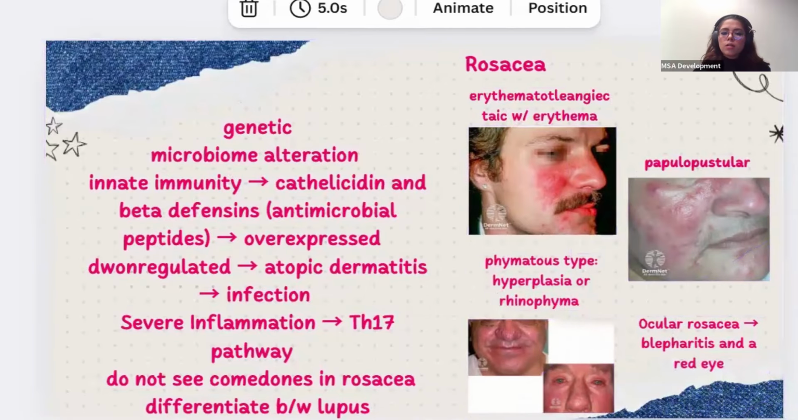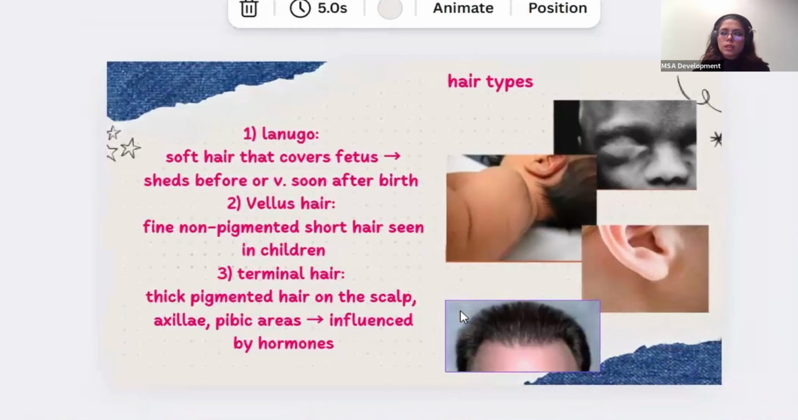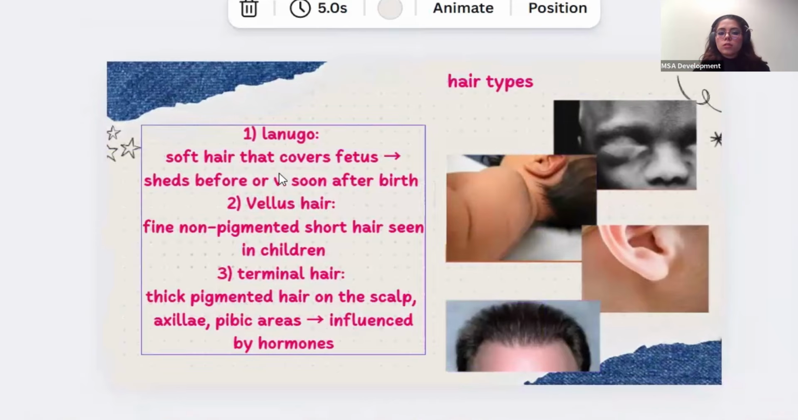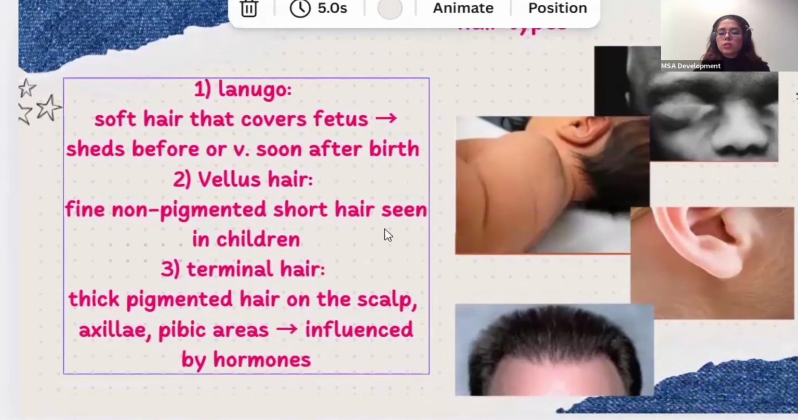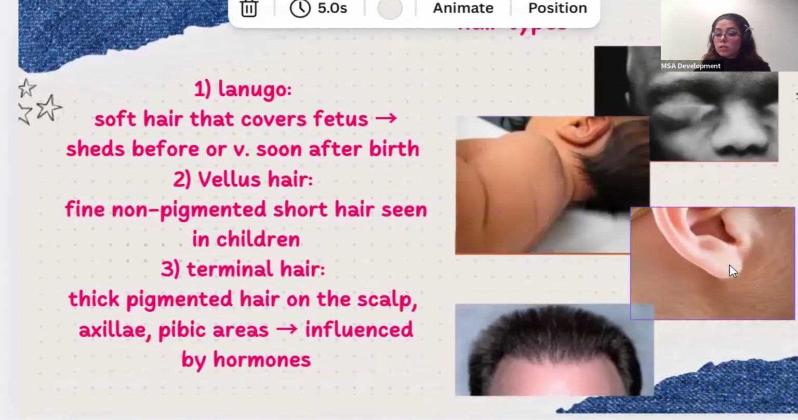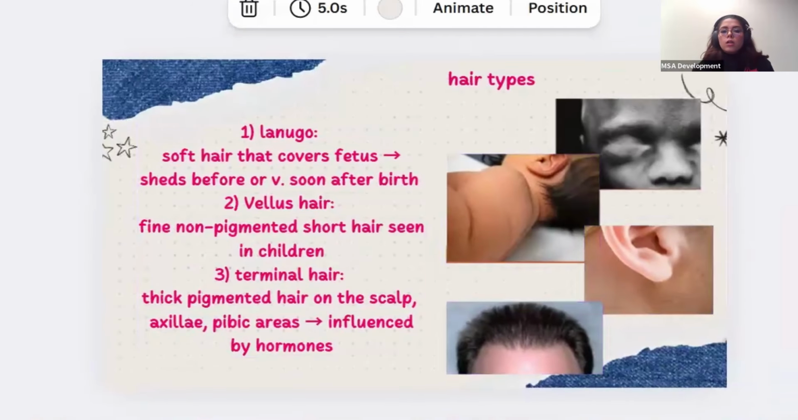Again, as I said earlier, dermatology doctors are not looking for you to describe the disease. They're just asking, what's this? Hair types: lanugo is soft baby hair. Vellus hair is fine, non-pigmented short hair seen in children, like peach fuzz. Terminal hair is the hair on your scalp, your eyebrows, your eyelashes.